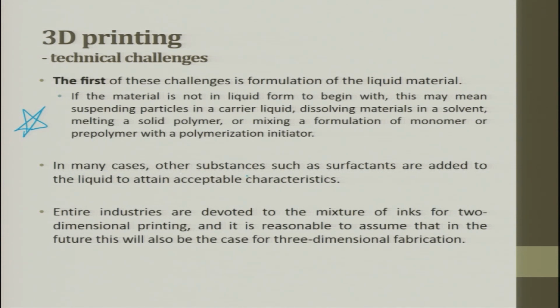In many cases, other substances such as surfactants are added to the liquid to attain acceptable characteristics. Now, you see a surfactant is there, liquid metal is there, then you have a building material. So, all the three will have different wetting properties, they will have different temperatures required for adhering. So, all those things make it multi-physics; understanding the process needs a multi-physics approach. Entire industries are devoted to the mixing of ink for two-dimensional printing, and it is reasonable to assume that in the future this will also be the case for three-dimensional fabrication.